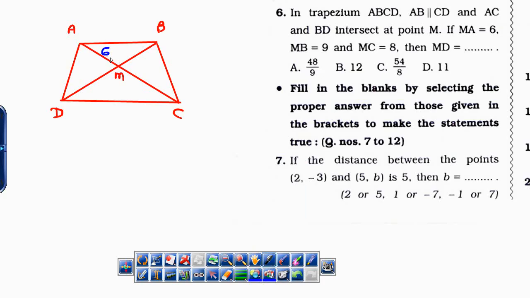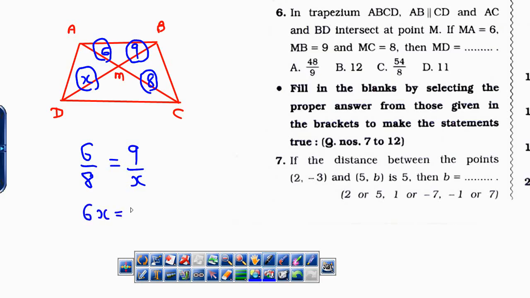MA 6, MB 9, MC 8, MD question mark. Here the trick you will remember is 6 upon 8 is equal to 9 upon x. Remember this one trick, and then the sum has no difficulty. Cross multiply: 6x is equal to 8 into 9, that is 72, x is equal to 72 divided by 6. MD is 12.